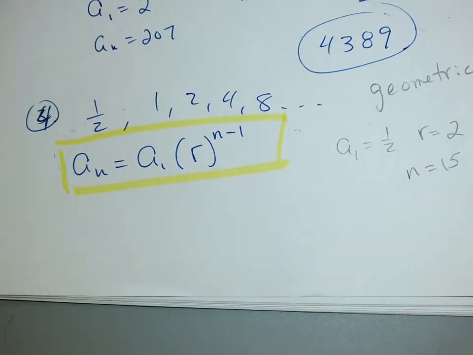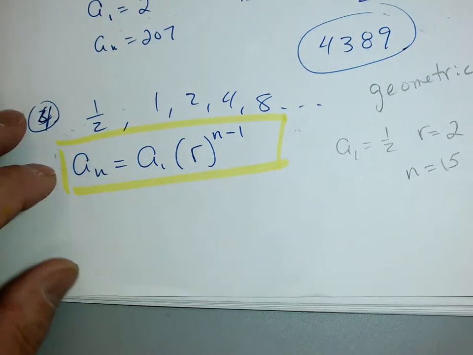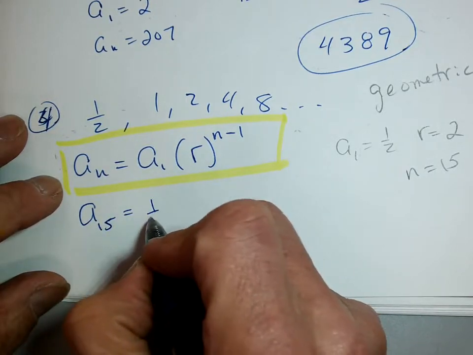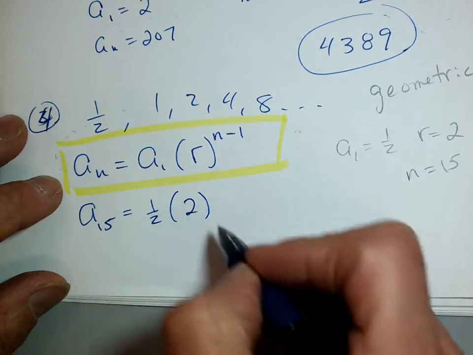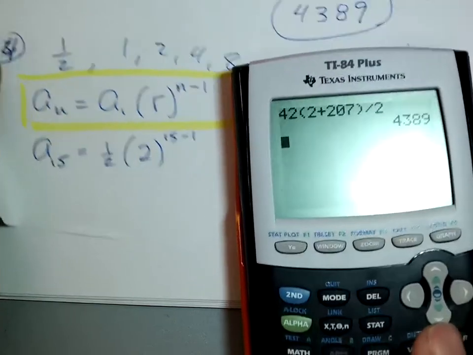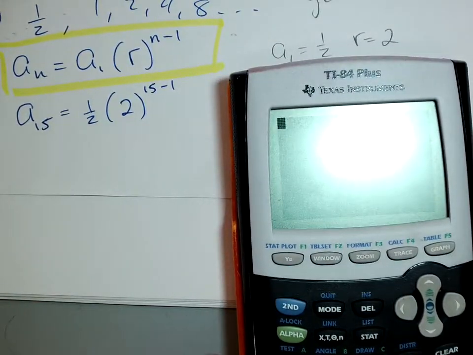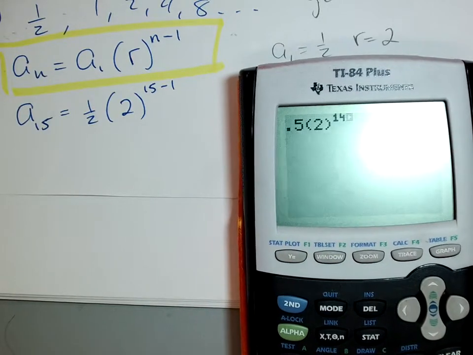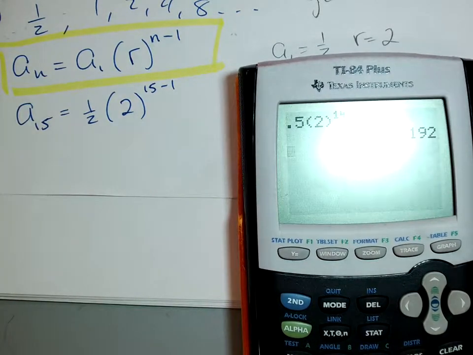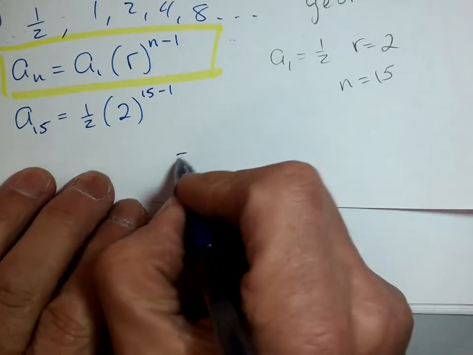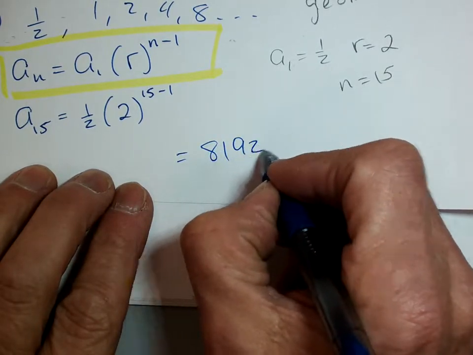Okay, let's plug it in. Plug and chug, use the calculator. We need a of 15, our 15th term. a of 15 equals a1, which is 1/2, times r, which is 2, to the 15 minus 1 power. In my calculator, I'll make that 14. So 0.5 for 1/2 times 2 to the 14th power, and I get 8,192. How am I doing?